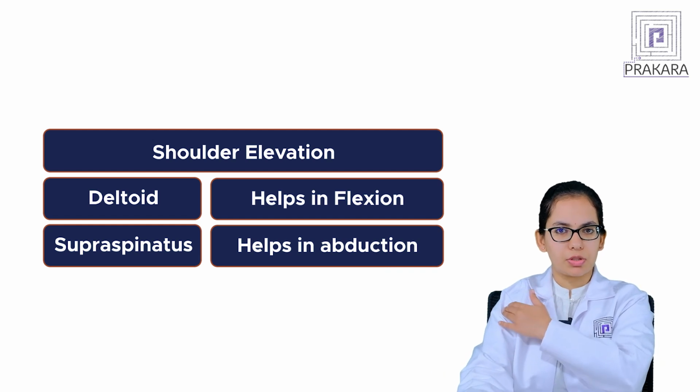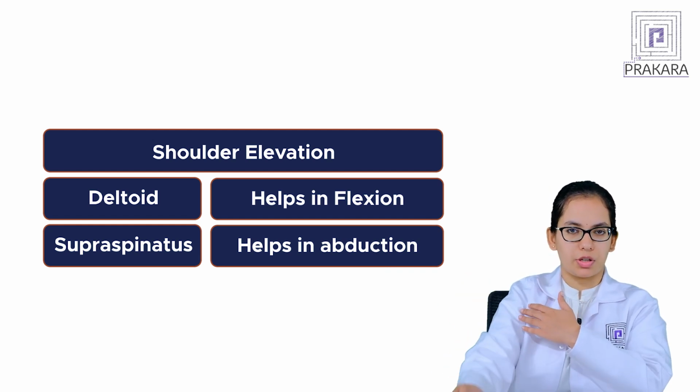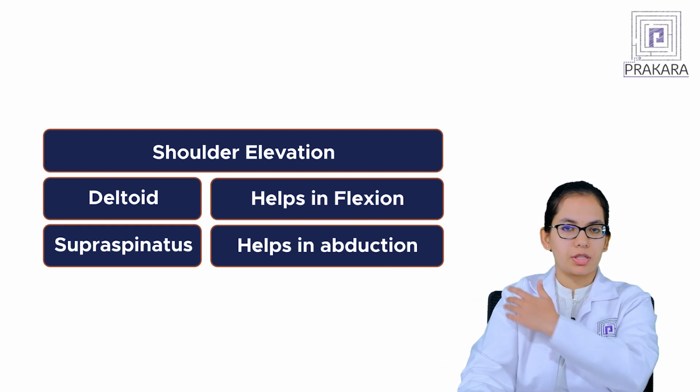So the anterior fibers of deltoid will help in flexion of the joint, and the middle fibers and the supraspinatus will help in the abduction. Now, how all of these muscles act and how their forces are counterbalanced, we'll have to go back to a little bit of basics of what we learned in biomechanics.